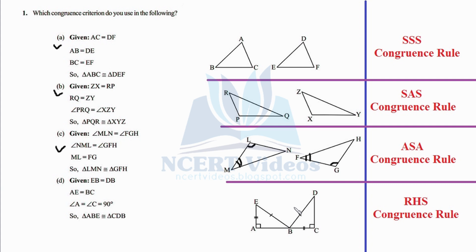What is the RHS congruence rule or criterion? Its elaborated form is right angle, hypotenuse, side. This is your right angled triangle, the hypotenuse is opposite to this right angle, and one side is given. That must correspond to the other side. So here also a right angle, one side is given which corresponds to this, and another side is given, that is BC, which is equal to AE. Therefore it follows the right hypotenuse side criterion. That is your D, and that's your first.